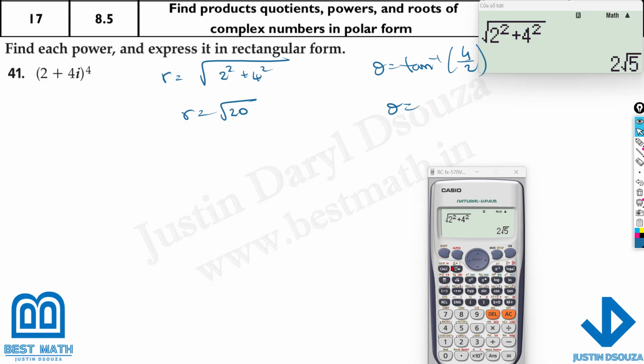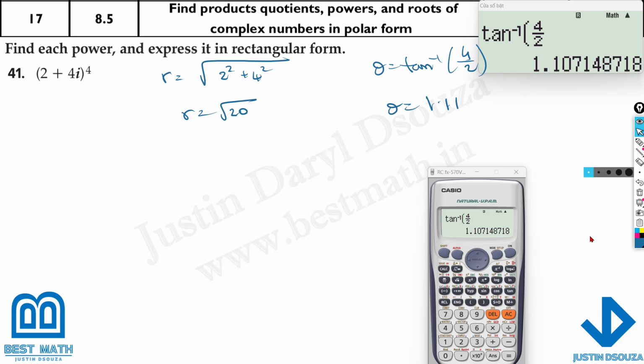What about over here? Tan inverse 4 by 2, that is tan inverse of 2, it's positive 1.11, approximately equal to 1.11. Now we'll not get the accurate answers as the final answer, but we'll get very, very close to it. Why? Because I'm just taking 2 decimal points. Let me take 4 decimal points here. Okay, how about this?